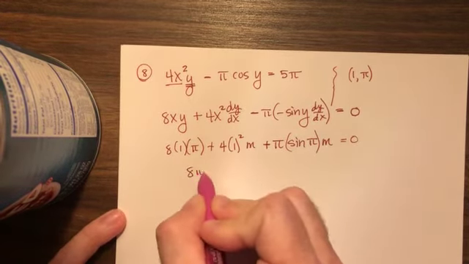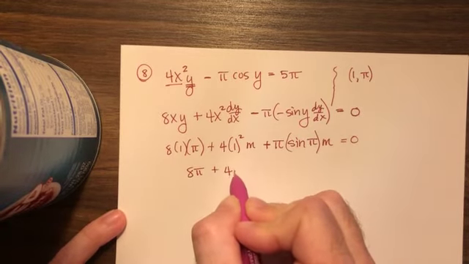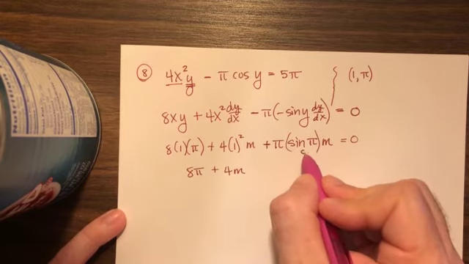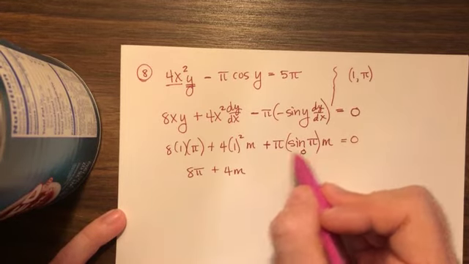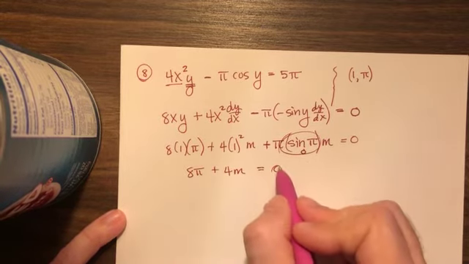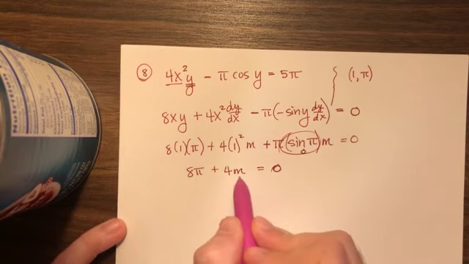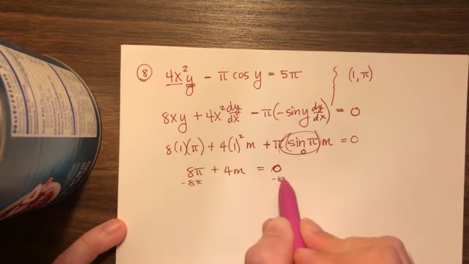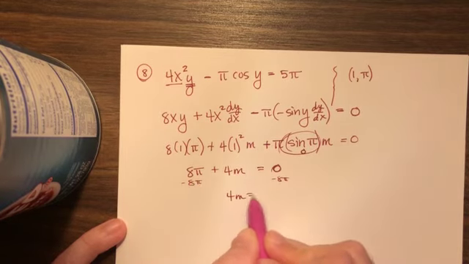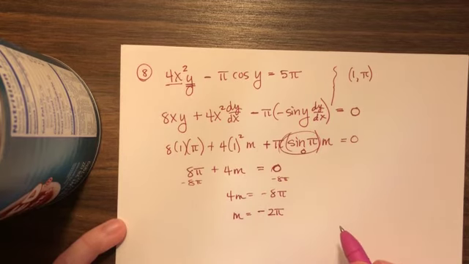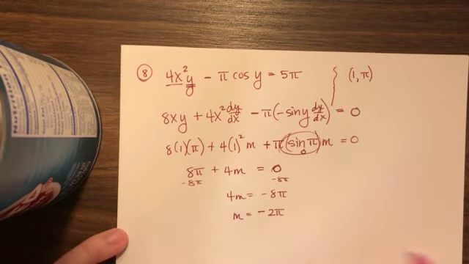All right, so this is 8 pi. And this is 4m. And this sine of pi, you have to remember, is 0. Sine of pi is 0. Sine of 180 degrees is 0. So all of this is 0. So it just goes away. Cool, huh? 4m, m's the only one that is the variable that I'm looking for. So let's subtract 8 pi over here. We get 4m equal to negative 8 pi. And then we divide by 4, and our m is negative 2 pi. There's our slope. Yeah, it's a negative 2 pi, but hey, whatever.